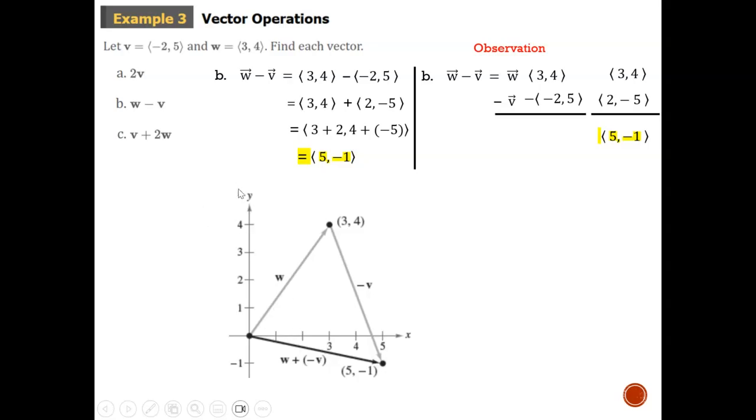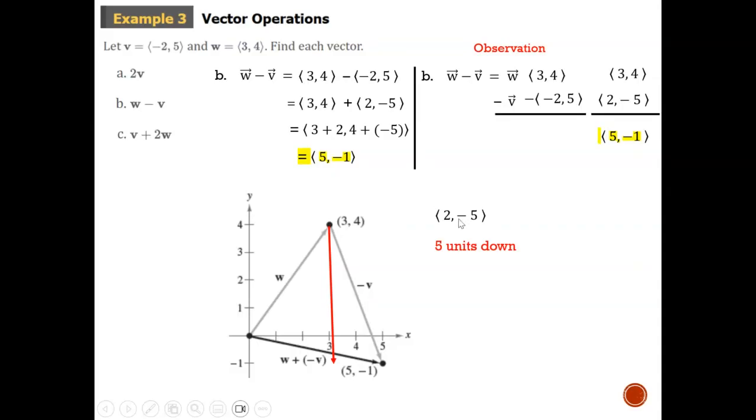Here's where it starts. We start with vector W, which is this one here, from the origin all the way to 3, 4. This is vector W. And then here we follow the slope. The slope is like y over x, so it's going to go down 5 from the point 3, 4.